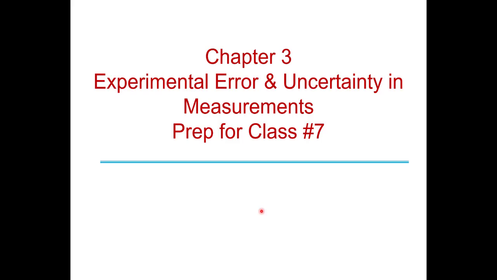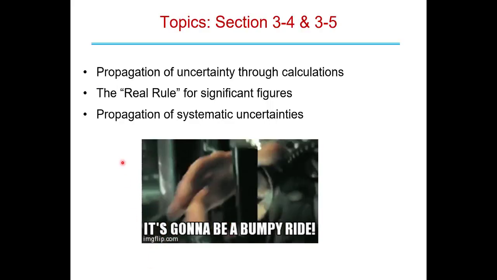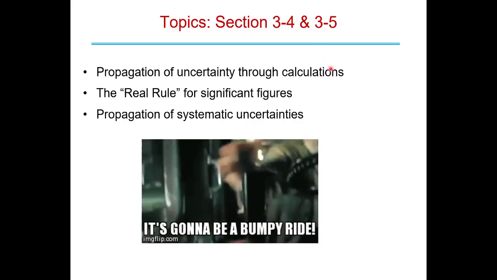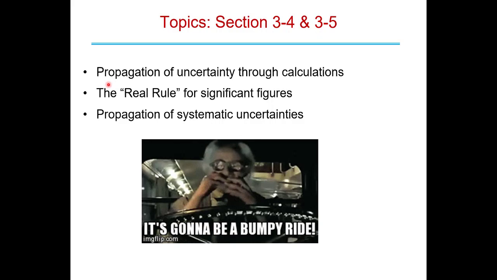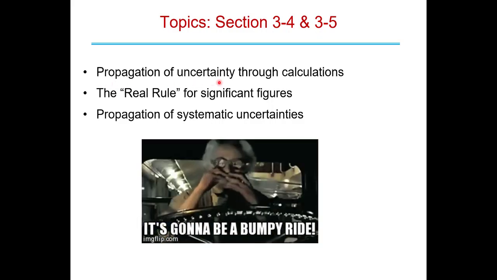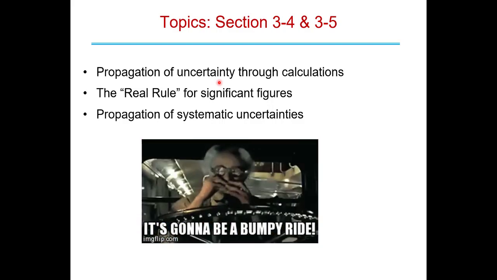In this video, we continue our discussion of Chapter 3, Experimental Error and Uncertainty in Measurements, as we prepare for class number 7. So a little bit about what we're going to be covering. We're going to be looking at sections 3.4 and 3.5, which is about how we propagate uncertainty. So remember, uncertainty is now that plus or minus error bar that we have on a particular number.